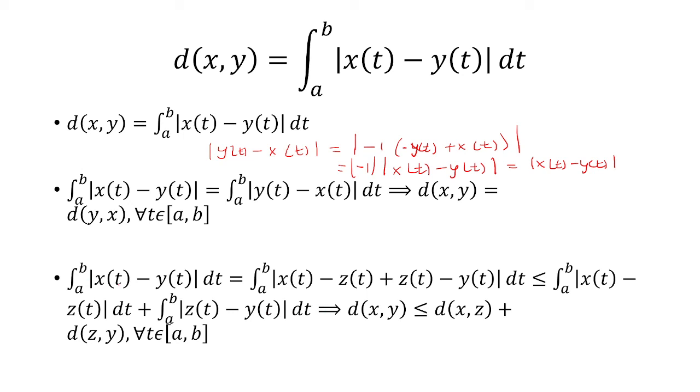So we started off with d(x, y), and we said it's less than or equal to this first thing, which is d(x, z), and then the second one is d(z, y). Okay, and so that proves it.